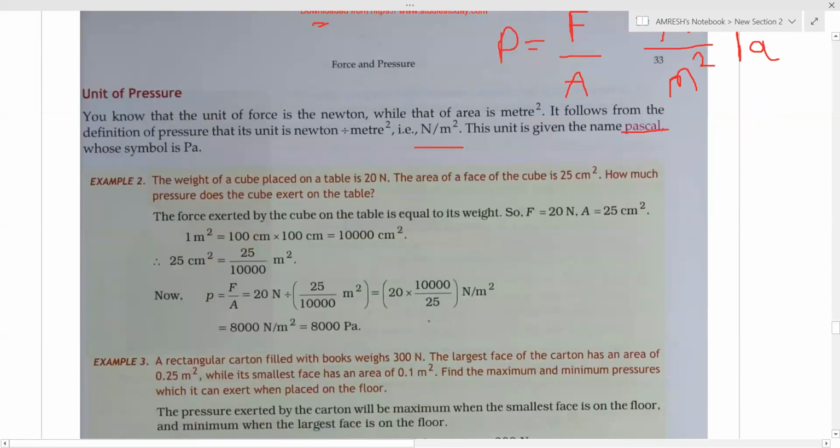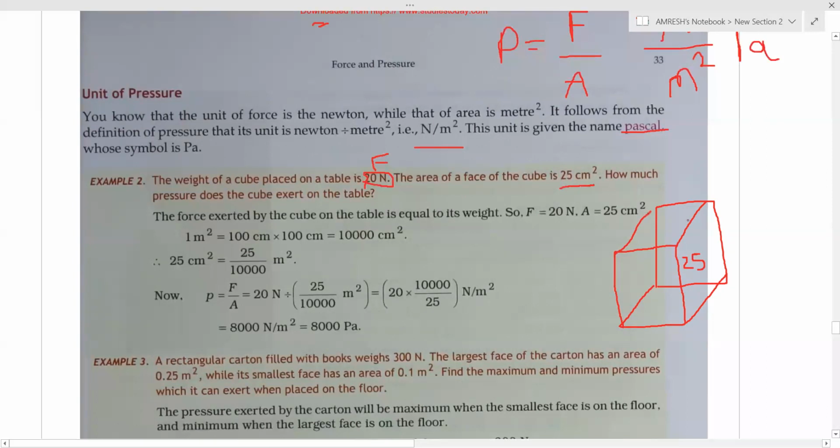Now you see here, one example. The weight of the cube placed on a table is 20 Newton. Weight of the cube is 20 Newton, which means it is a force, because weight is also a type of force. The area of the face of the cube is 25 centimeter square. Suppose this is a cube. A cube is a three-dimensional structure. One face of the cube is 25 centimeter square.